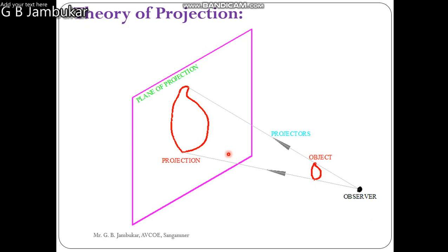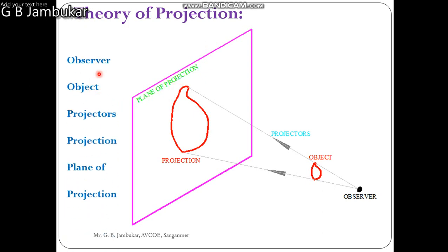Now the different names get changed. The source of light will become the observer, the object is as it is, the rays coming from the observer will be the projectors, the image on the screen is called the projection of that object, and the plane or the screen on which we get the projection is called a plane of projection. So the different terms used in these concepts are observer, object, projector, projections, and the plane of projection.